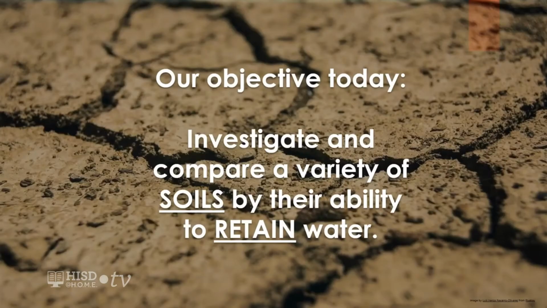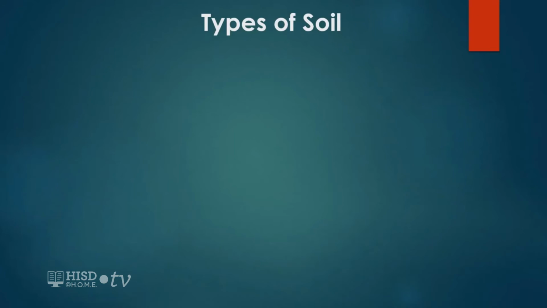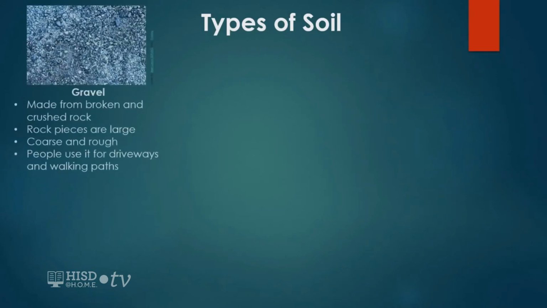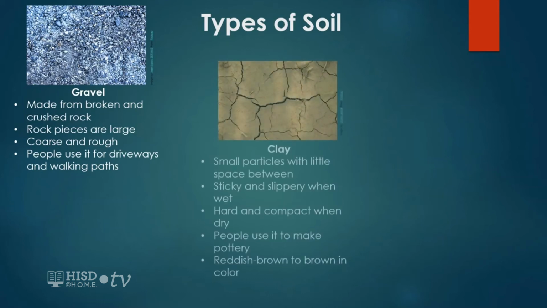Our objective today was to investigate and compare a variety of soils by their ability to retain water. So let's review very quickly the types of soil that we learned about today. We talked about gravel and how it's made from broken and crushed rock. The pieces are large, they're coarse and rough, and people use it for driveways and walking paths.